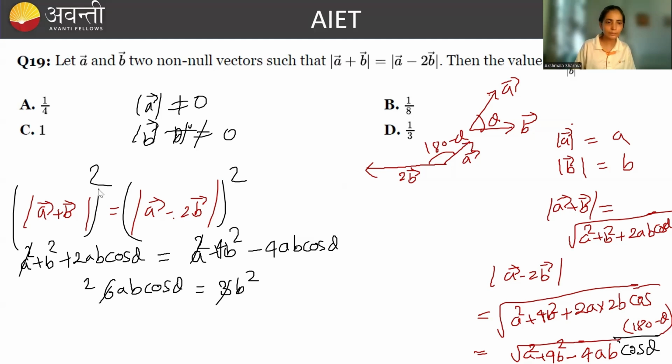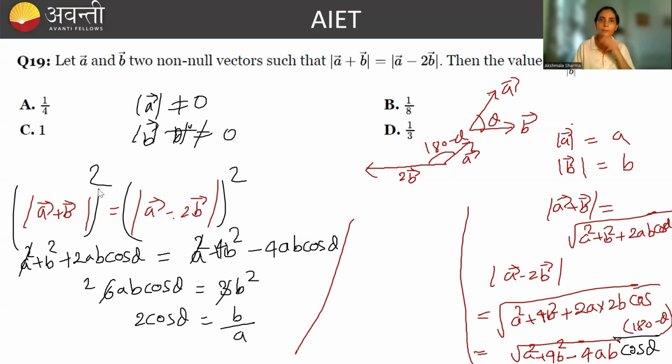So 2 cos theta is equal to how much? B by A. So mod B by mod A, we have got 2 cos theta. But here the answer is not given in terms of theta, so we need to do a certain kind of approximation, or we need to see which option can best be true for mod A by mod B. So mod B by mod A we have got in terms of cos theta.